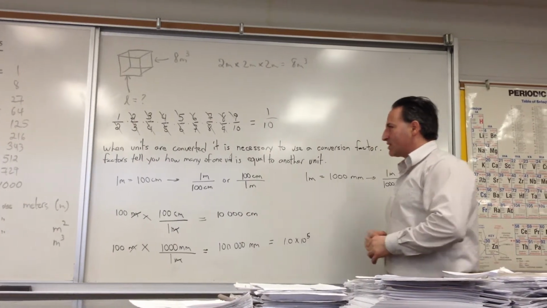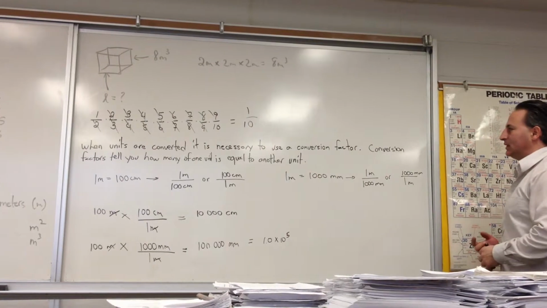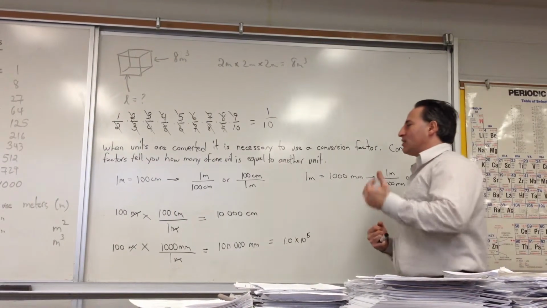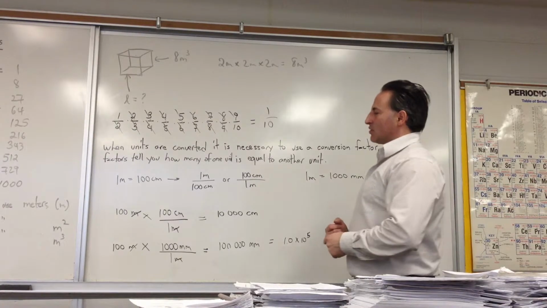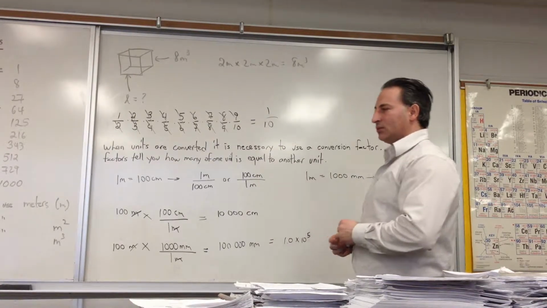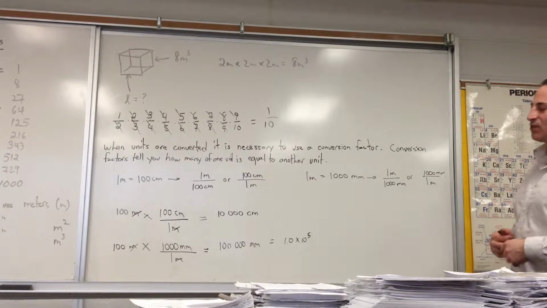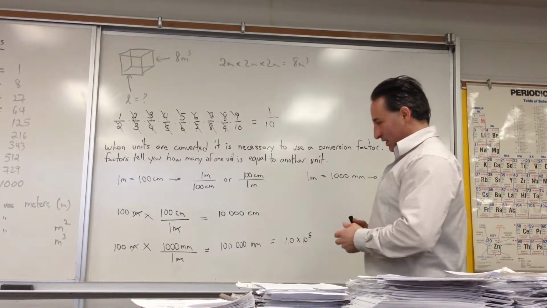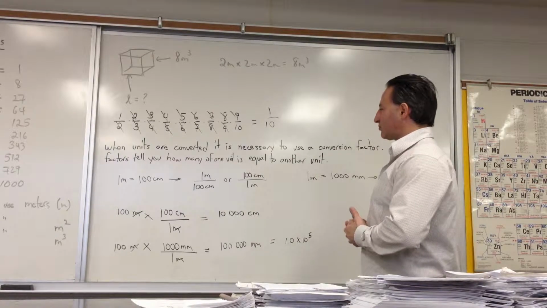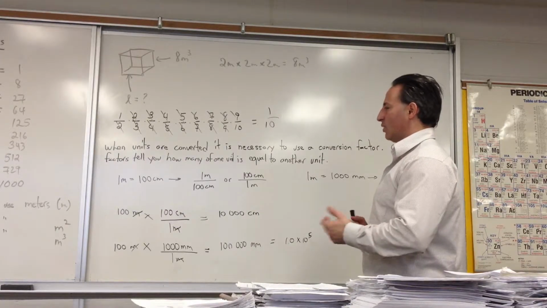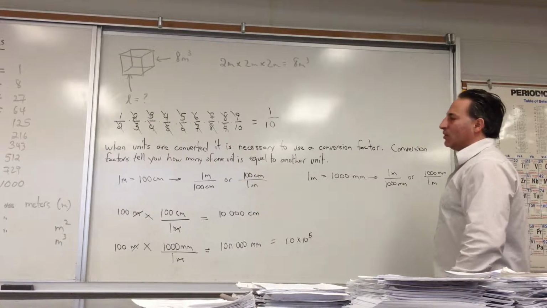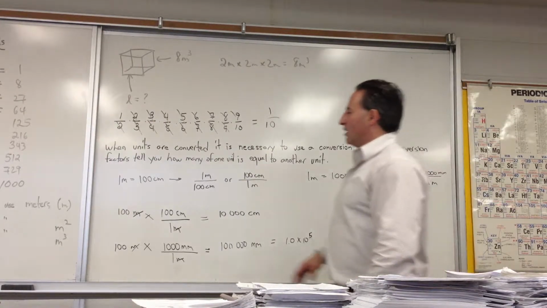When units are converted, it is necessary to use a conversion factor. And conversion factors tell you how many of one unit is equal to another unit. So for example, when you think of a cow, you think of an animal with 4 legs, and if you thought of 3 cows sitting in a field, or standing in a field, you would realize immediately that there are 12 legs. 3 cows, 4 legs each cow, 12 legs. So there's a conversion factor inherent to almost everything we do that involves units.